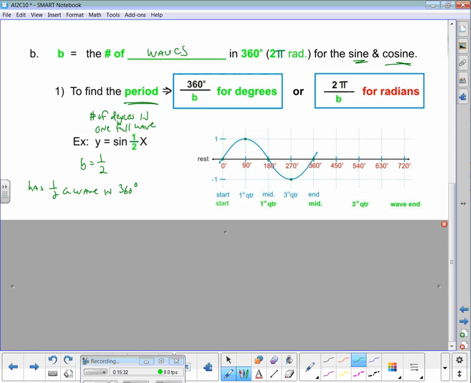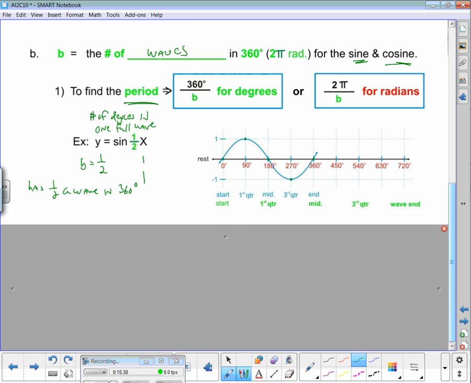Now, if I wanted to find the period, did I leave myself enough room? All right, I'm scrunched up here. I'm going to put a little dividing line here. If I want to find the period, then I've got to take my 360 and I've got to divide it by my 1/2.